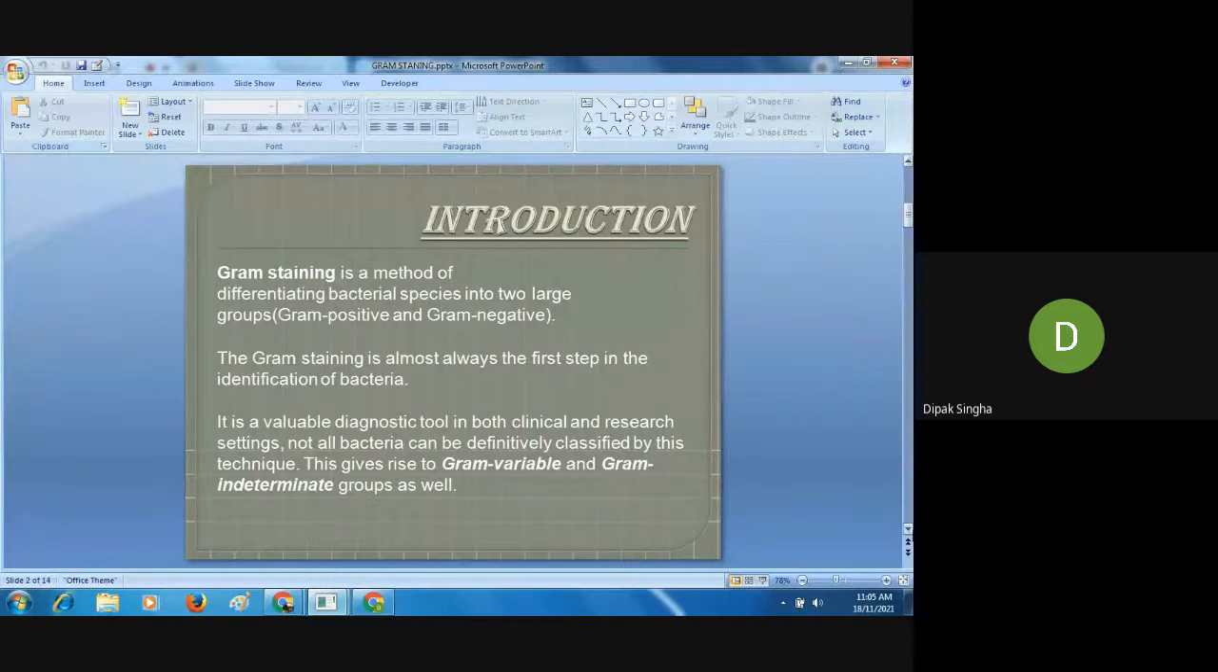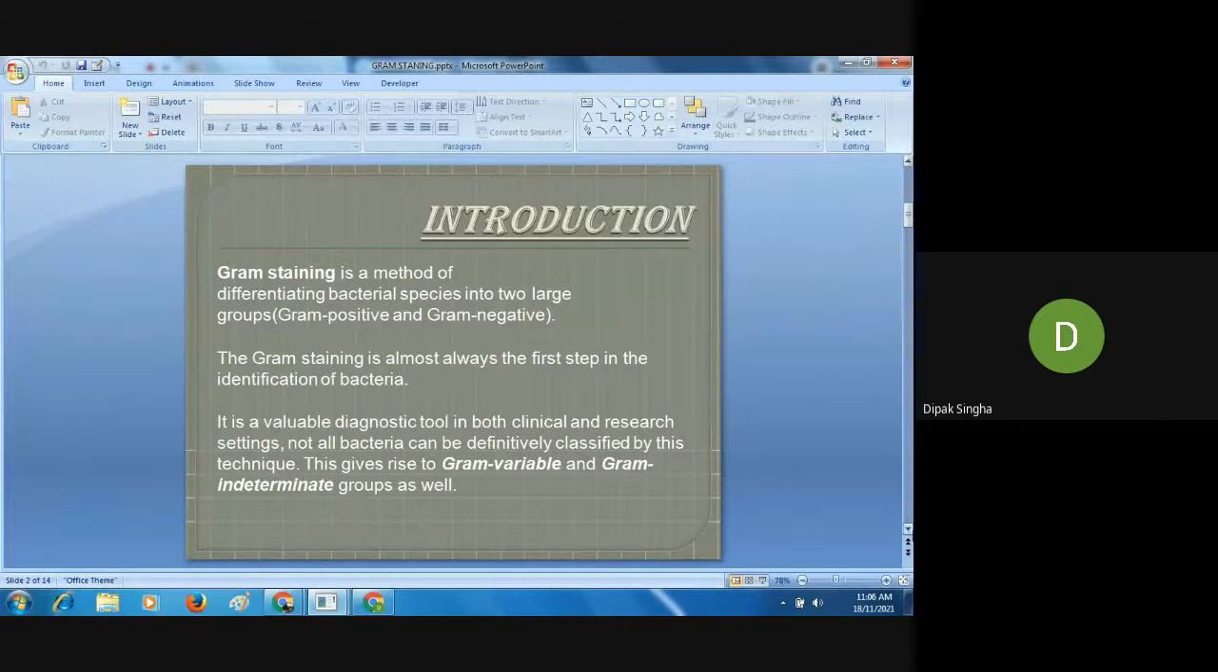Gram staining is almost always the first step in the identification of bacteria. Even now it is the first step, and the oldest and simplest method. Nowadays another method is also available, but it is still a very dependable and easy method to identify whether a bacterium is gram positive or gram negative. It is a valuable diagnostic tool in both clinical and research settings.